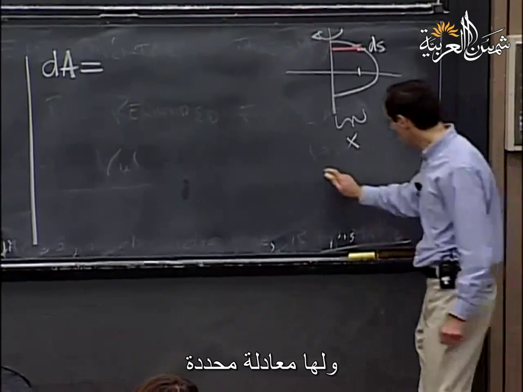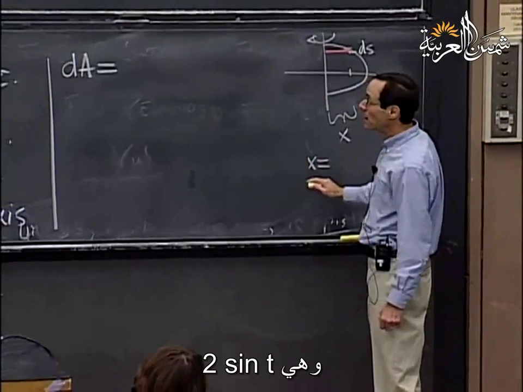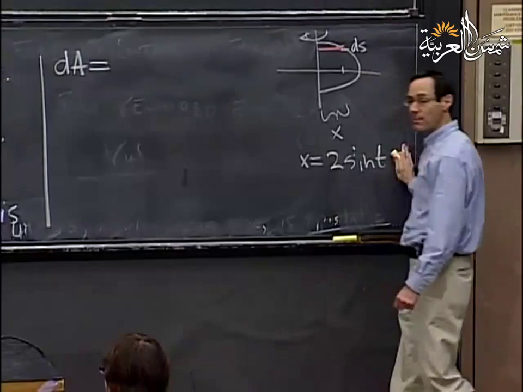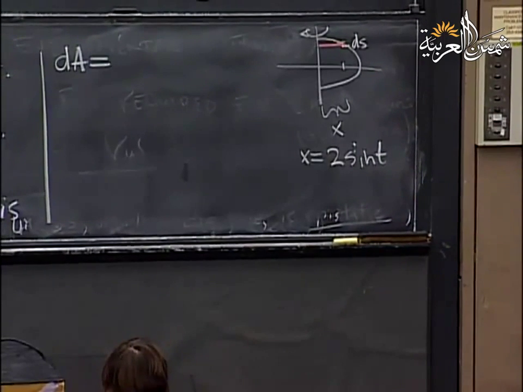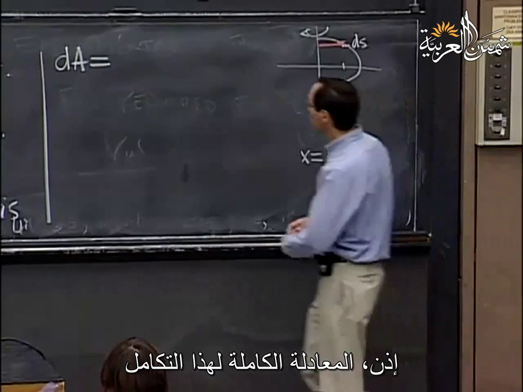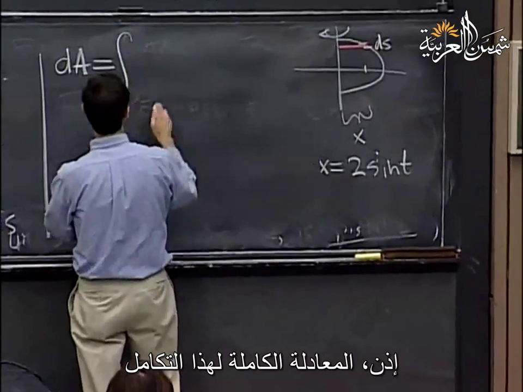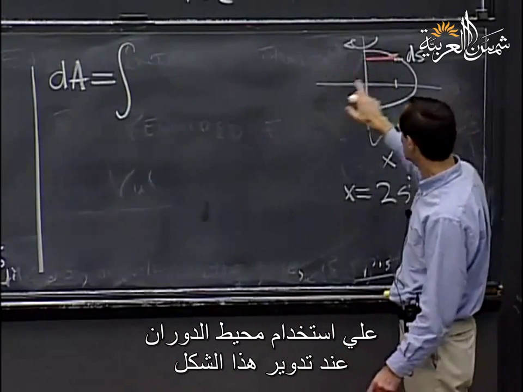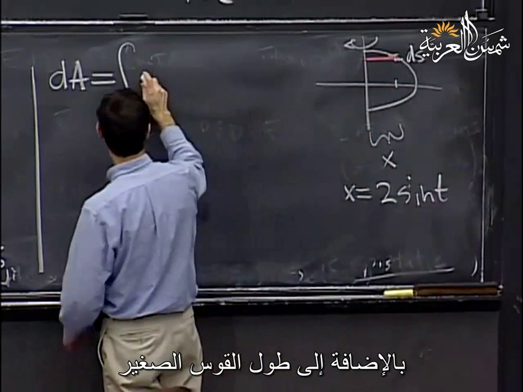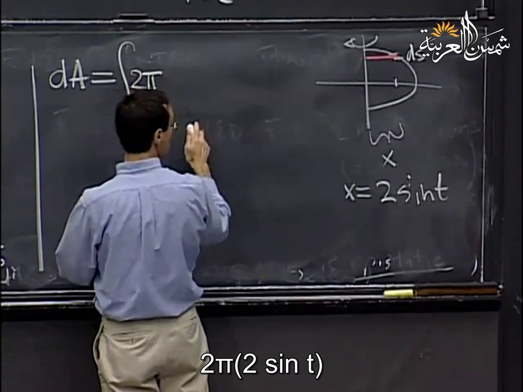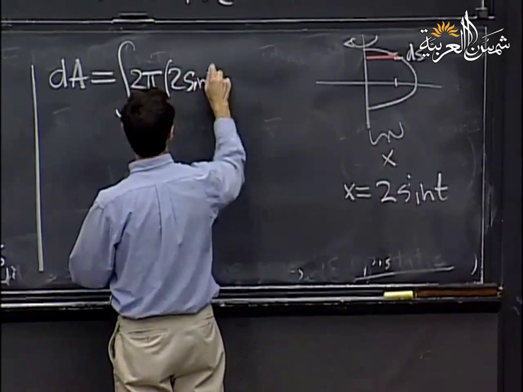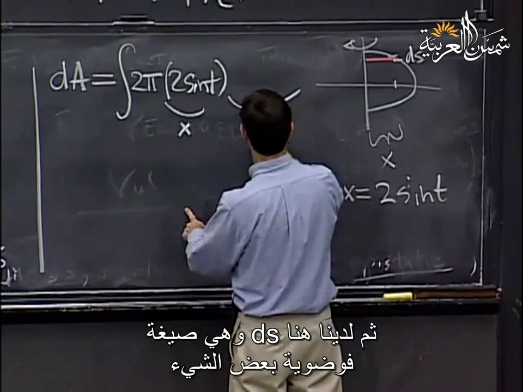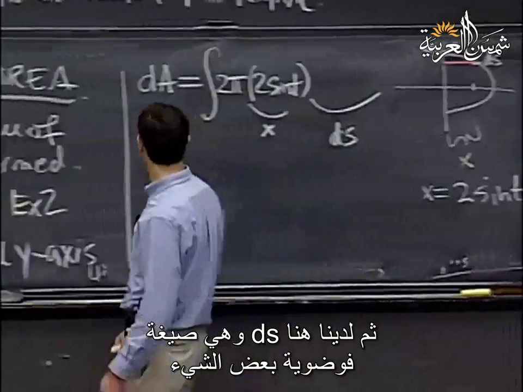And it even has a formula. Its formula is 2 sine t in terms of t. So the full formula for the integral here is, I have to take the circumference when I spin this thing around and this little arc length element. So I have here 2 pi times 2 sine t, that's the x variable here. And then I have here ds, which is kind of a mess.